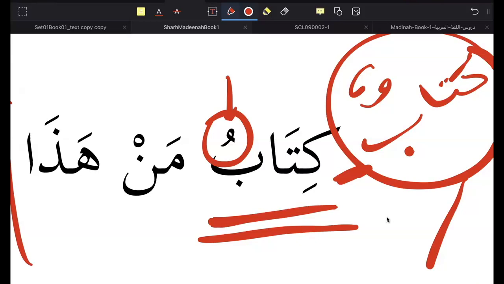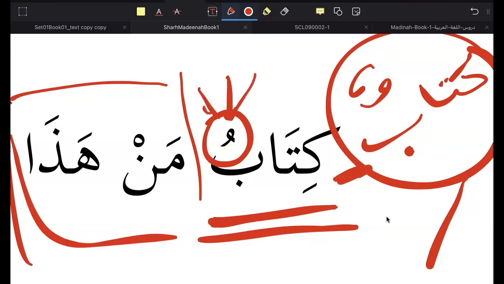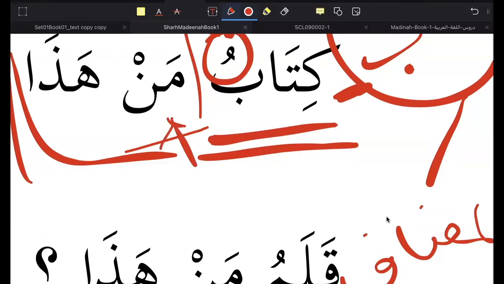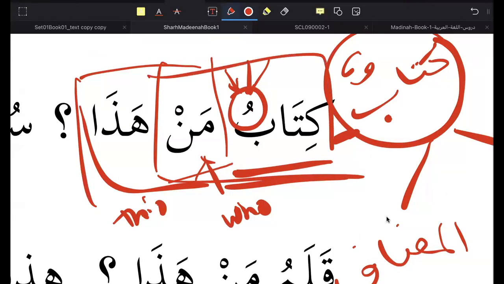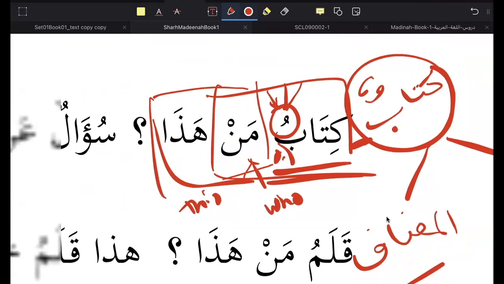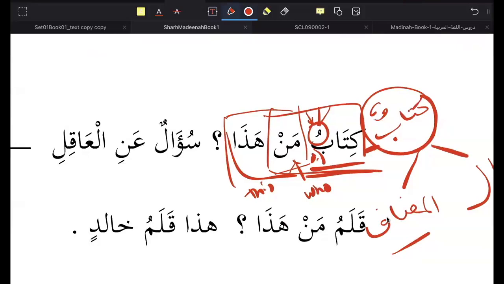So now, as soon as you know that without tanween it means "of", then you can easily translate. What is man? We just learned man. Man is who, and hada is this. So now you know that kitabu man means book of who. Now you say who: book of who is this. So this is a little bit complex structure, but inshallah you will get used to it. Don't worry too much about this. You will get used to it.